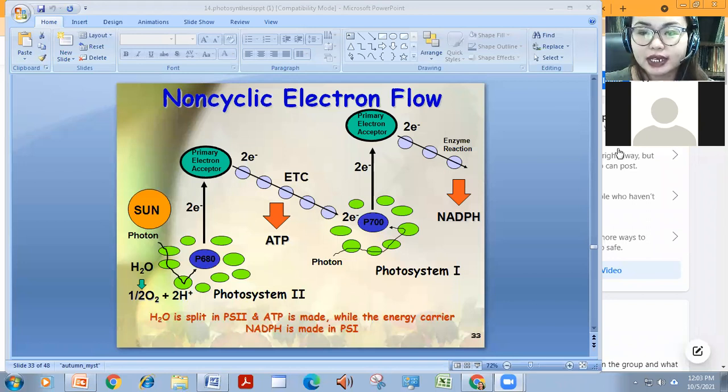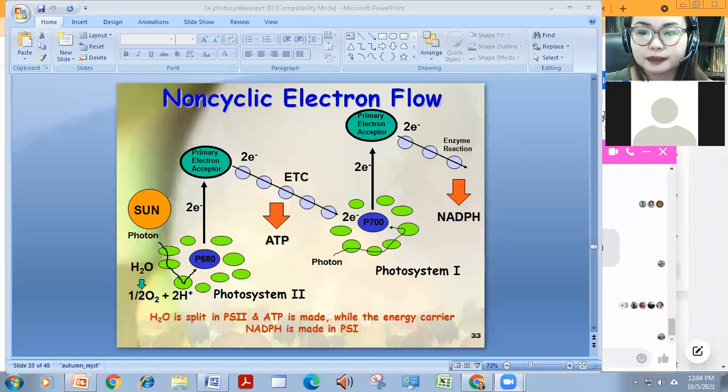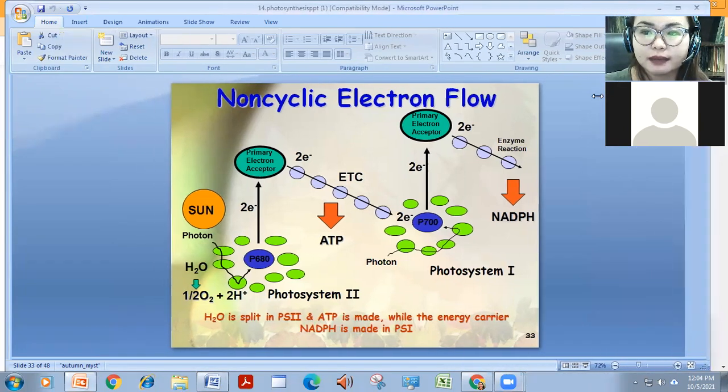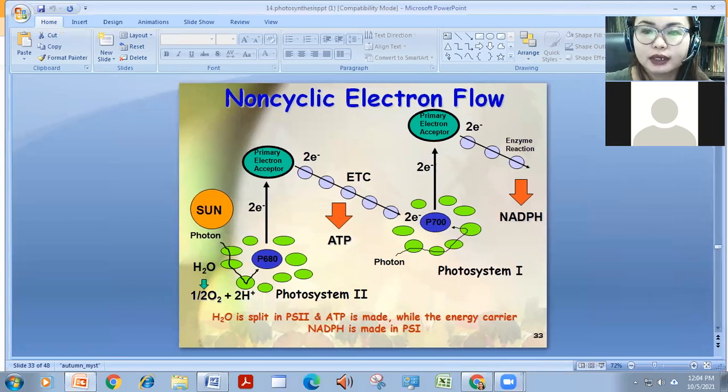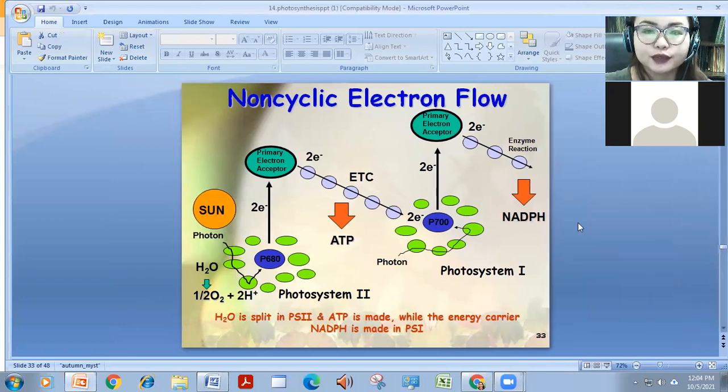So in continuation of our topic last time, which is all about photosynthesis, we are now discussing the different photosystems in the process of photosynthesis. So we have stopped on slide 33, which is all about non-cyclic electron flow.